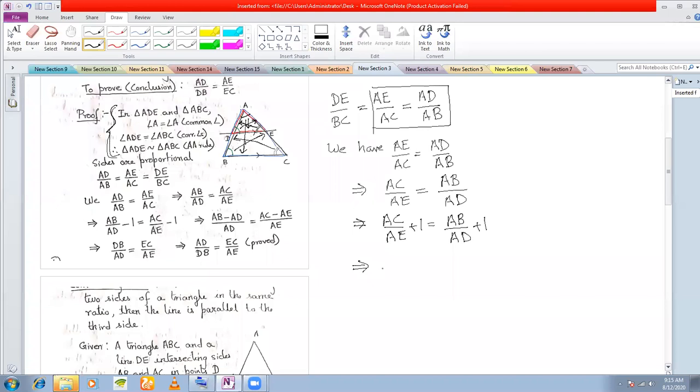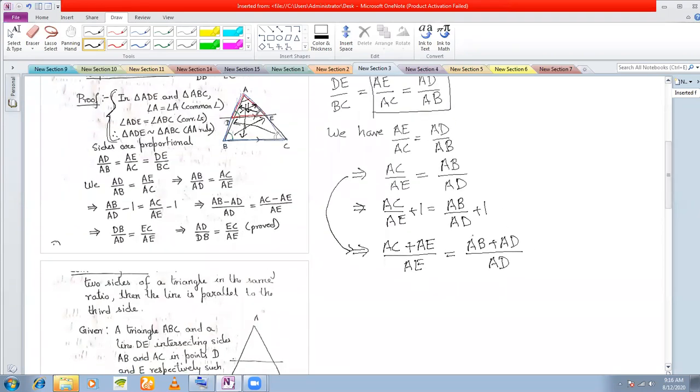Okay. Or you can also say componendo. You can write this by componendo also. The next step that I am writing, you can directly switch over from this step to this step, and you can say by componendo. But anyway, I think adding 1 is more convenient. AC plus AE by AE is equal to AB. Now taking the LCM, AB plus AD by AD.